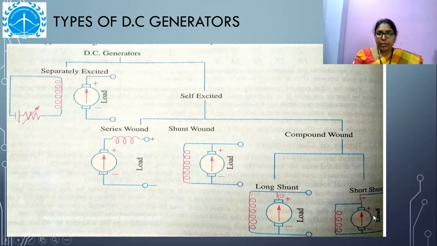Coming to the short shunt compound generator, the shunt field winding is connected just across the armature, not across the series field winding. So this makes a difference. Now this is the classification of DC generators.